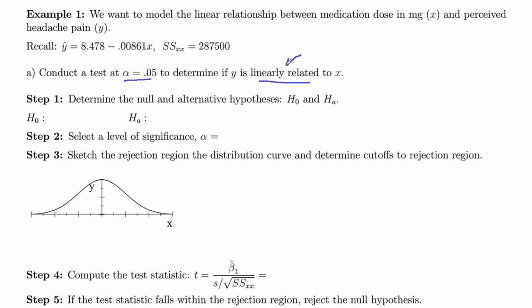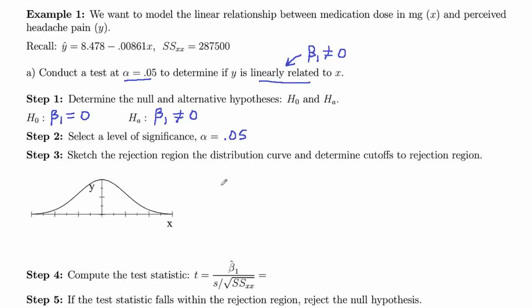In other words, what we're trying to test here is beta 1 not equal to 0. So if the slope is not equal to 0, there is a linear relationship. So our null hypothesis here is going to be that beta 1 does equal 0. And then we're just testing linear relation. So it doesn't say positive or negative linear relation. So our alternative hypothesis is beta 1 not equal 0. Step 2, we select our significance level. That was given to us, 0.05.